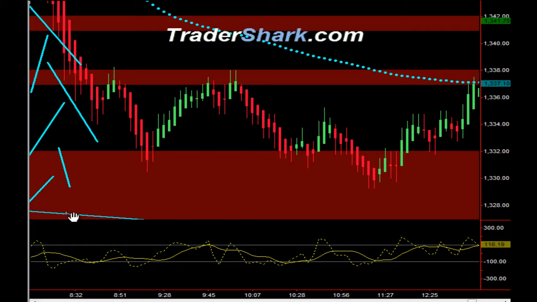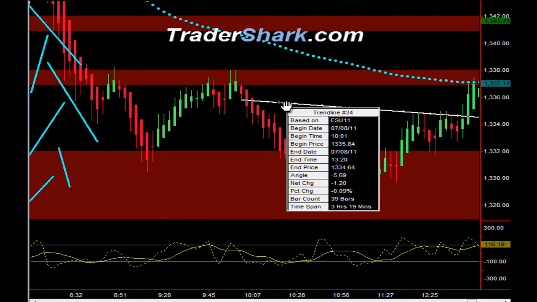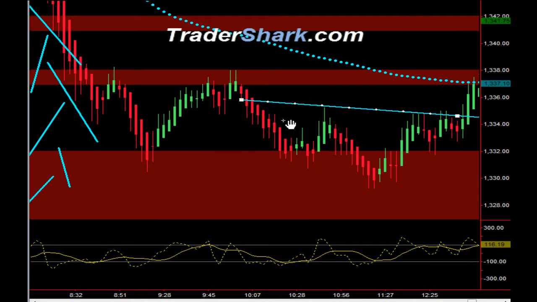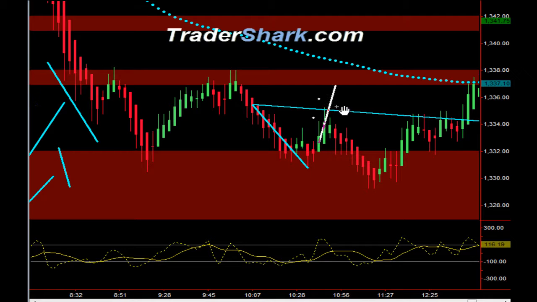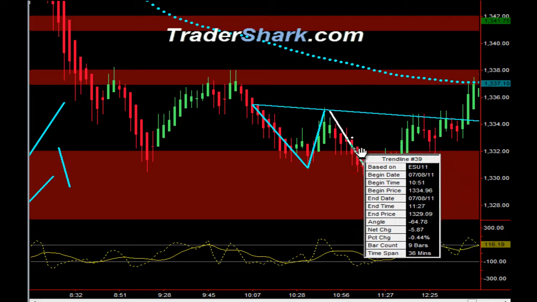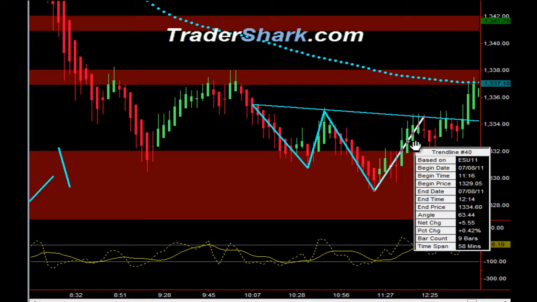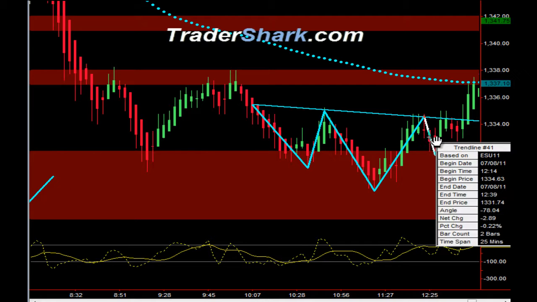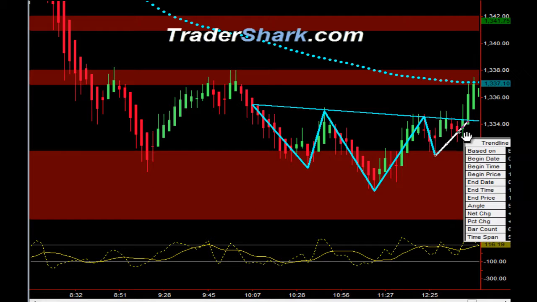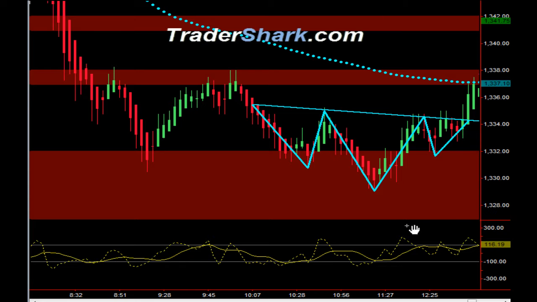Where do we start with that? First thing we want to do is draw a neckline between the shoulder blades right there. Shoulder, head, shoulder. For clarity purposes, let's see what it looks like. There's our first shoulder right here. And then we start to create the head. You don't need to draw these lines, it's just more for visual. And then we create the other shoulder. And there's your inverted head and shoulders.